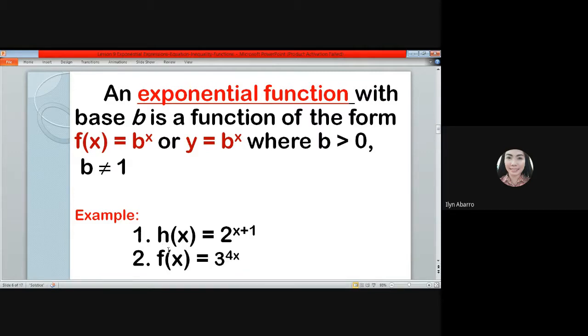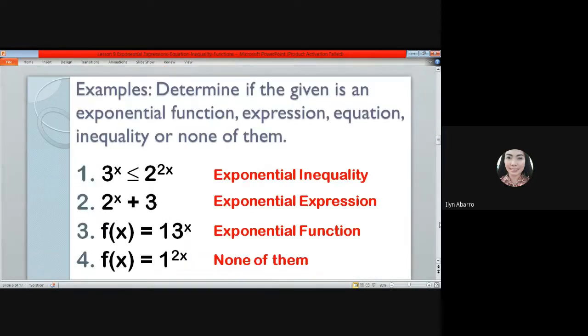F of x denotes function equals 3 is the base, greater than 0 but not 1. And we also have the variable x at the exponent. So these two are exponential functions. Okay, let us have an example. Determine if the given is an exponential function, expression, equation, inequality, or none of them.